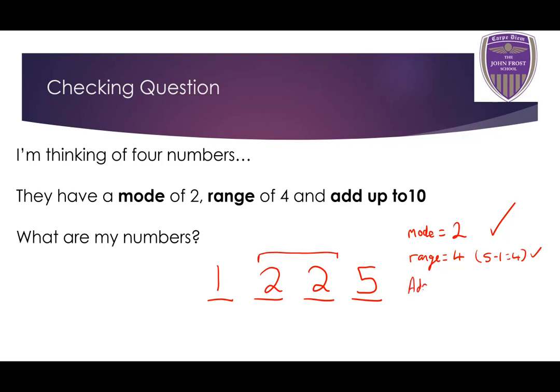And do they add up to 10? Well, let's double check. 1 plus 2 plus 2 plus 5. 1 plus 2 plus 2 is 5. 5 plus 5 equals 10. Brilliant, well done. If you worked out the numbers were 1, 2, 2, and 5, then very well done, and give yourself a pat on the back, okay?